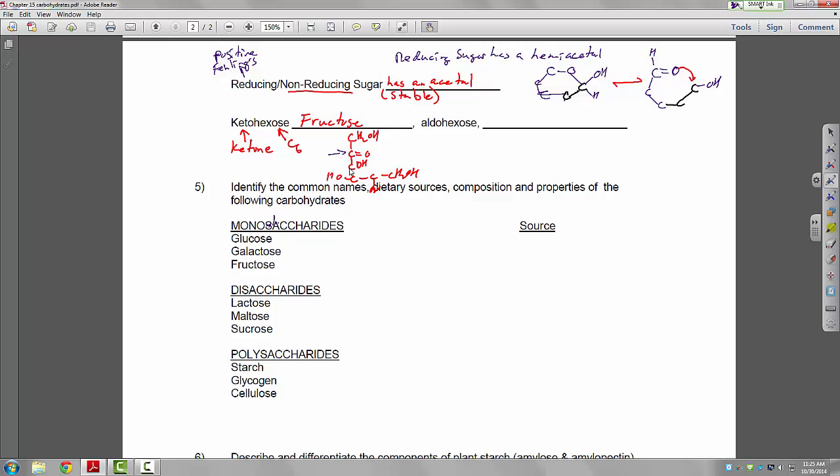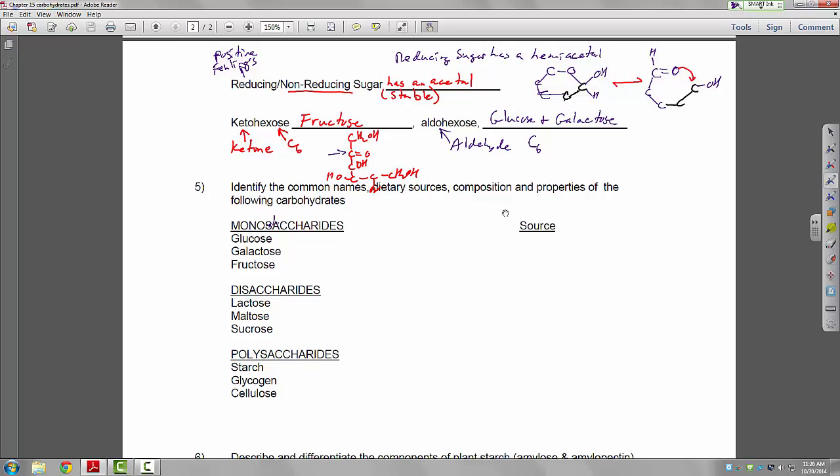Aldohexoses we talked about too. There was glucose and galactose. Okay. Again, aldehyde for aldose and hexose, 6 carbons.